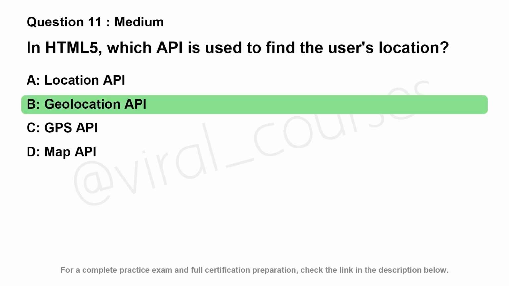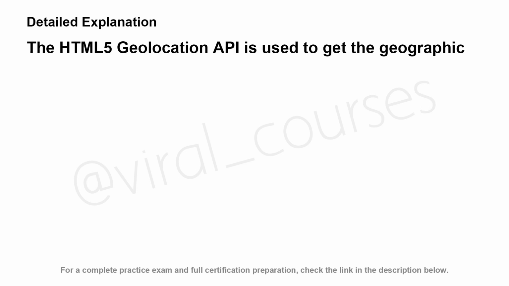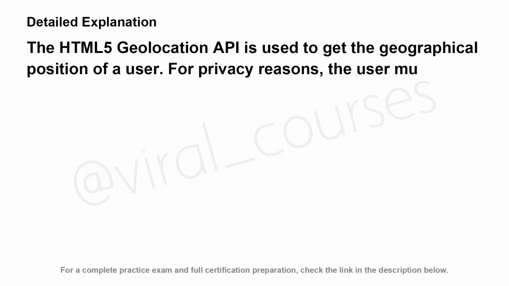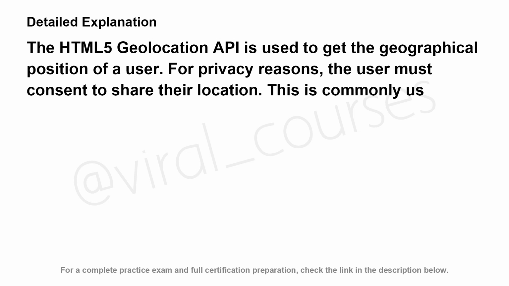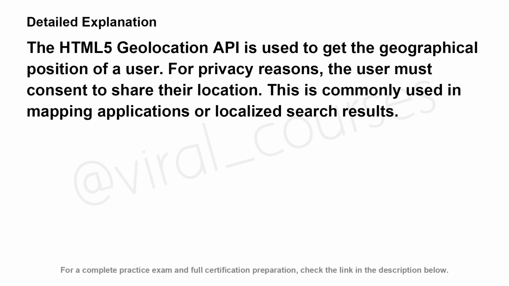The correct answer is B. The HTML5 geolocation API is used to get the geographical position of a user. For privacy reasons, the user must consent to share their location. This is commonly used in mapping applications or localized search results.